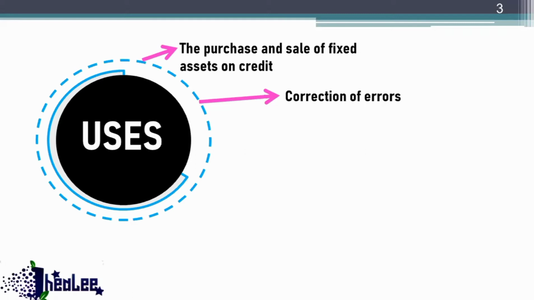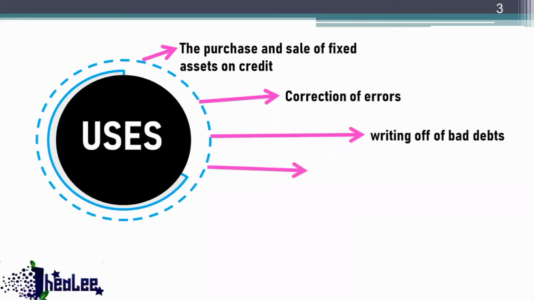So there may be errors that were picked up based on the checks made of the accounting records. And once you have identified the errors, then you would firstly make a record of that in your general journal, where we are going to correct that error. And then you will proceed to making the entries in your ledger accounts. Another use is to write off bad debts. So the general journal is also used for the writing off of bad debts, and also to record opening entries.